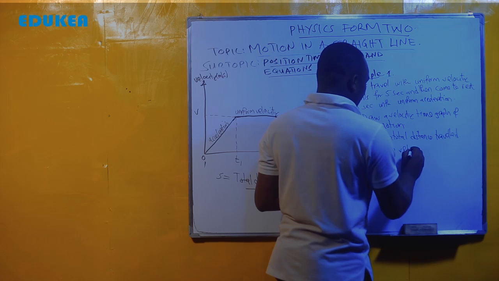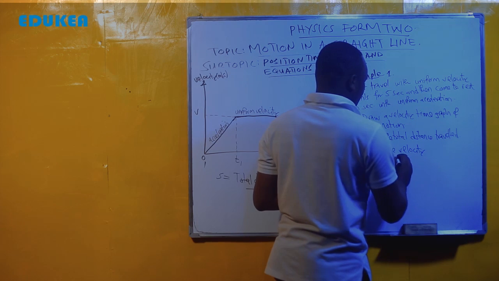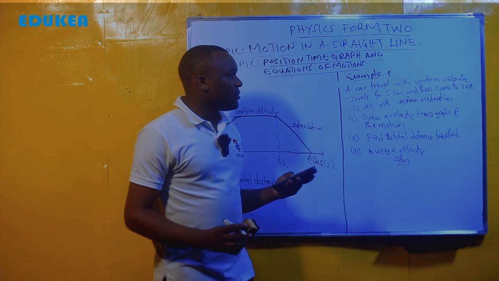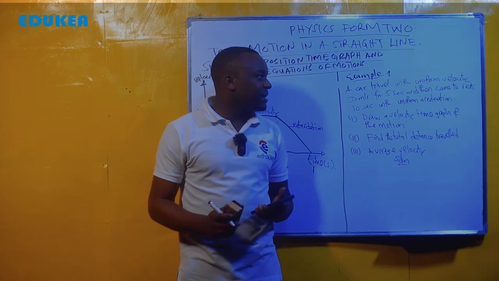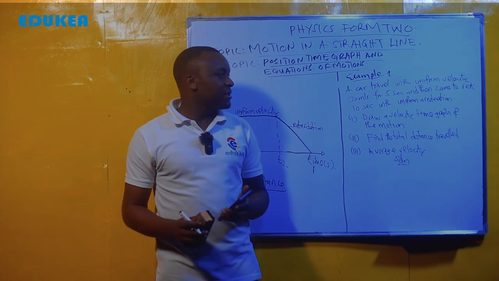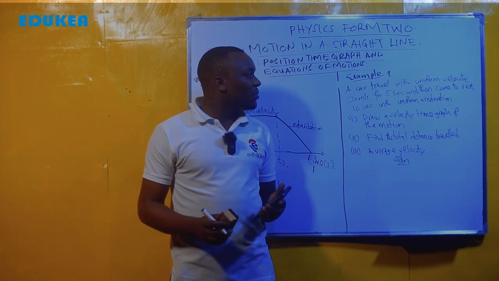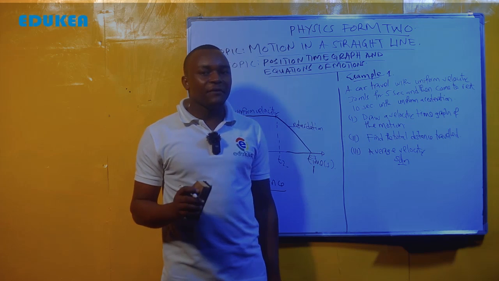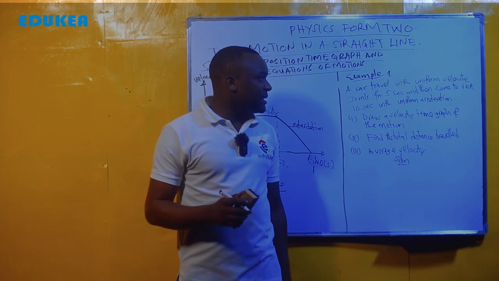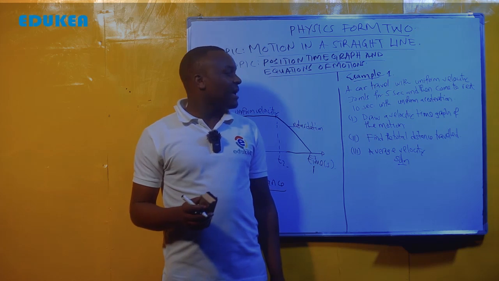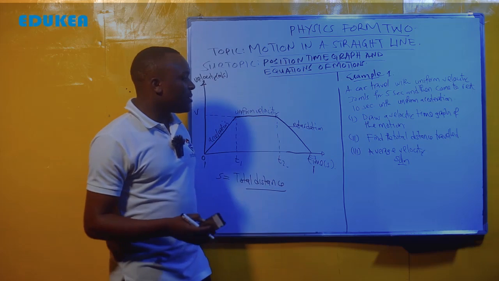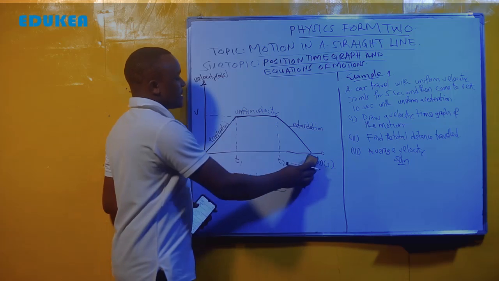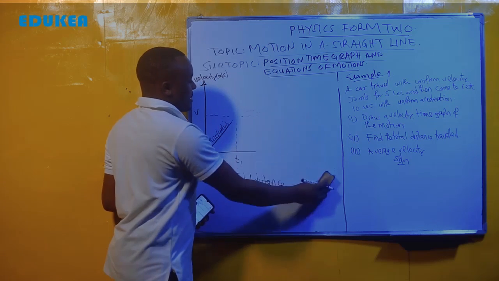So you are being given a body which is traveling with a uniform velocity of 30 meters per second for 5 seconds, and then the body comes to rest after 10 seconds. So the first step is to draw the velocity time graph. Let's say we are just drawing our velocity time graph representing our problem.